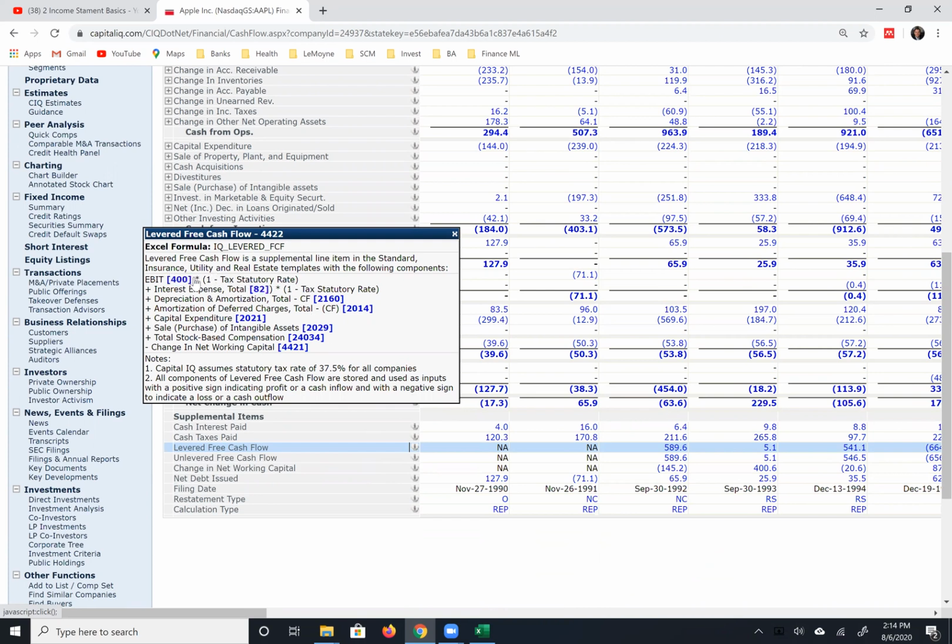You can see how it's calculated: EBIT times 1 minus the statutory tax rate. The statutory rate is 37.5%. This has to change to 21% if you are using this number, because the new tax code is different. Basically it adds back interest expenses times 1 minus the tax rate, and then depreciation is added because it is a non-cash expenditure. You can see amortization is also added. Capital expenditure should be subtracted, or in other words, if it's a negative number, you can add it up. You can see tangible and intangible assets, total stock-based compensation, and change in net working capital.